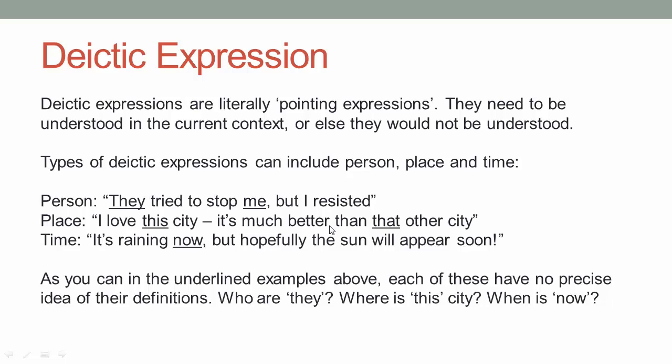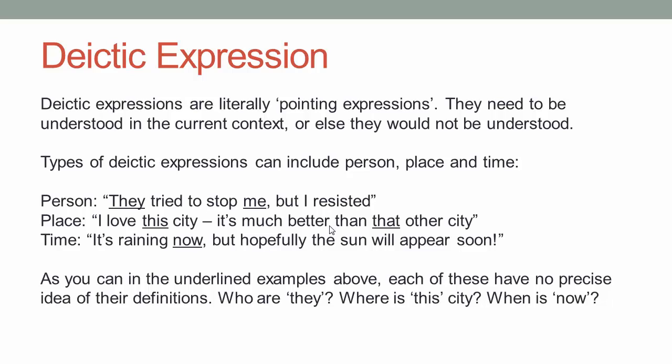Let's look at deictic expressions. Now, deictic expressions are literally pointing expressions. Now, these need to be understood in the current context or else they would not be understood at all. So types of deictic expressions can include person, place, and time. An example of a person deictic expression includes, they tried to stop me, but I resisted. Firstly, who's they? And secondly, who's me?